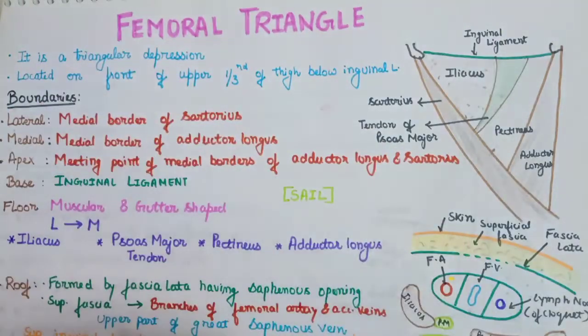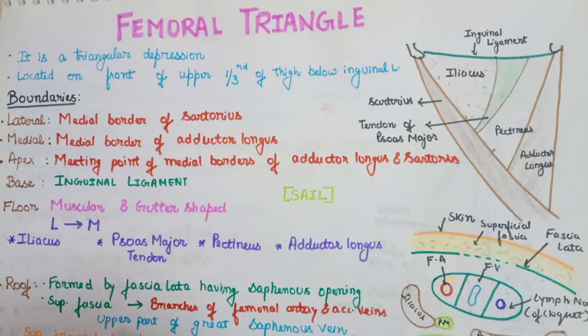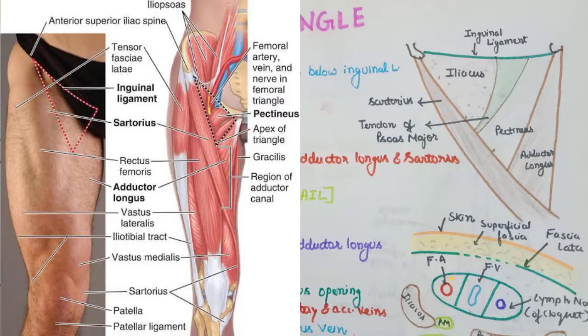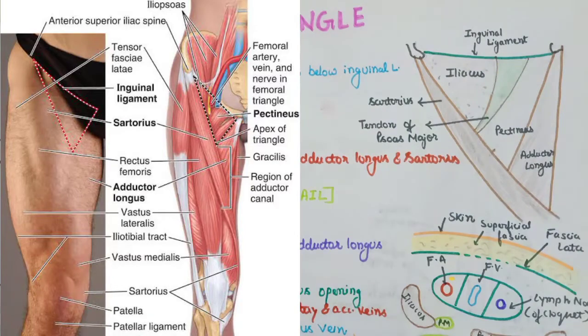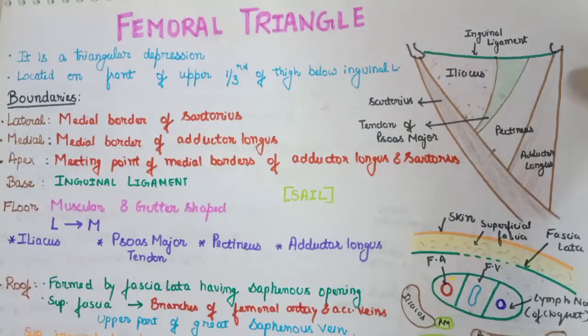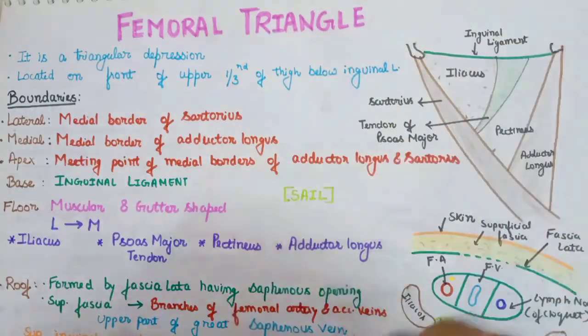I am Ashish. In this video, I will teach you about the femoral triangle. So, what is femoral triangle? It is a triangular muscular depression. Where is it located? It is located on the front of the upper one third of the thigh below the inguinal ligament. So, if you see in the diagram, you can see the front of the thigh, and it is a muscular depression. Means due to the alignment of different muscles, there is some gap or depression present, which is called the femoral triangle, and it's very important clinically, which we'll be able to understand by the end of this video.